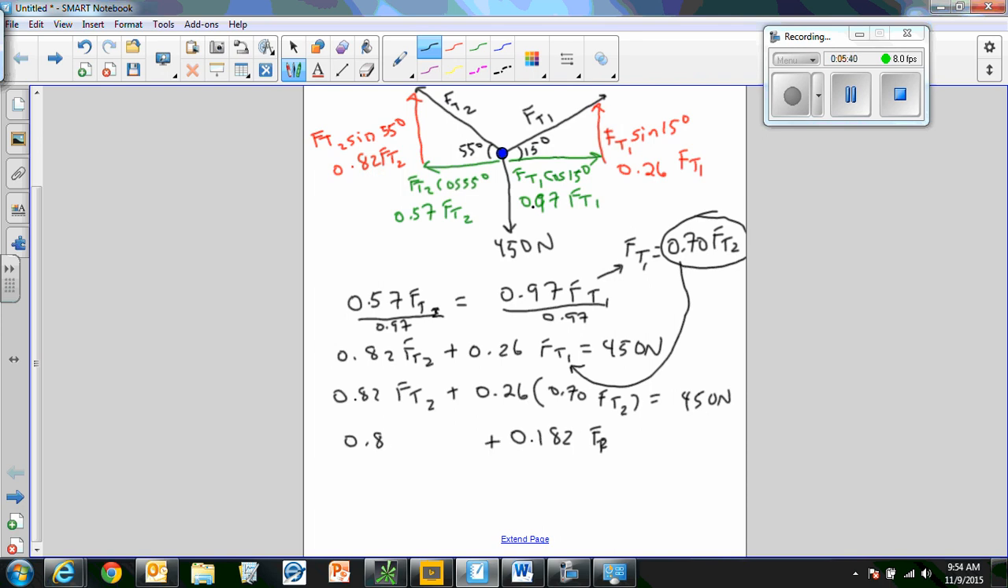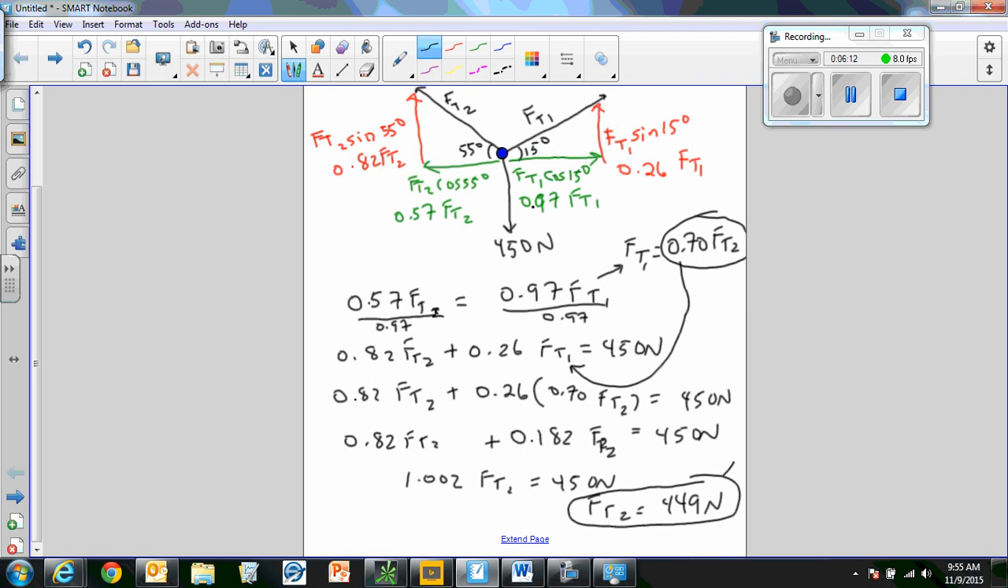This is still 0.82 FT2. That equals 450 newtons. Add those two together since they're both FT2, and I get 1.002 FT2 equals 450 newtons. So FT2 must equal 449 newtons. That's one of my answers. To get the other answer, I take 449 and put it right back into that equation. And 0.7 times 449 gives me 314. So FT1 equals 314 newtons. That is how you do a static problem where nothing is moving.